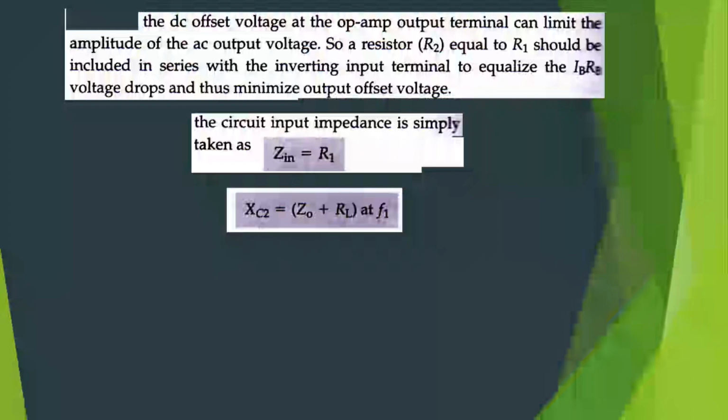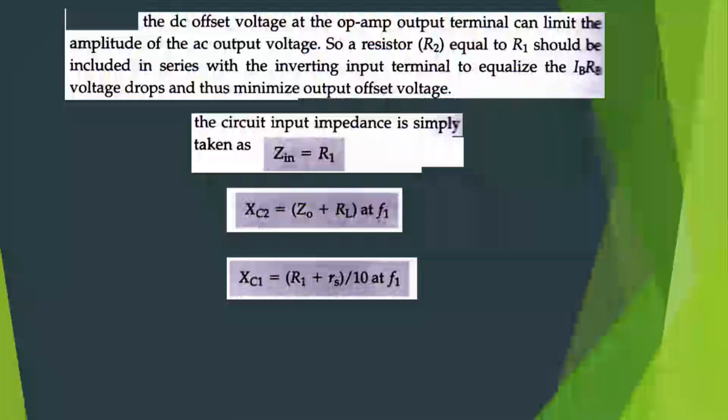The capacitance C2 you can obtain from this expression: XC2 equal to Z0 plus RL at F1, where F1 is the lower cutoff frequency. Likewise, capacitor C1 you can calculate from XC1 equal to (R1 plus RS) divided by 10 at F1, F1 being the lower cutoff frequency.